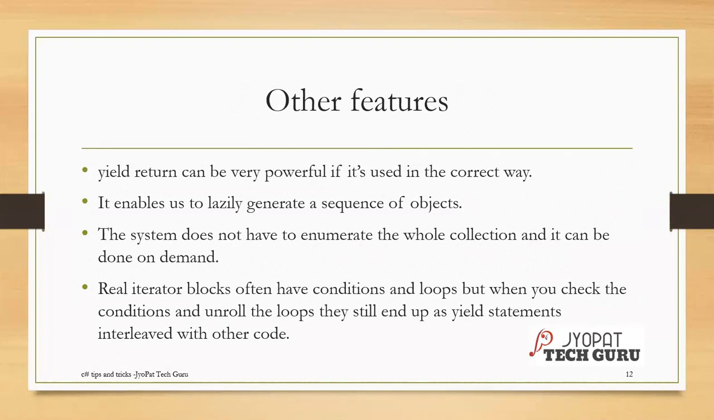The system does not have to enumerate the whole collection, and it can be done on demand. So it is not going to get done automatically; only whenever you are calling it, at that time, it is going to get executed. Real iterator blocks often have conditions and loops, but when you check the conditions and unroll the loops, they still end up as yield statements interleaved with other code.